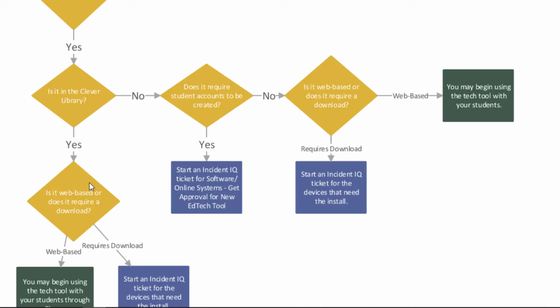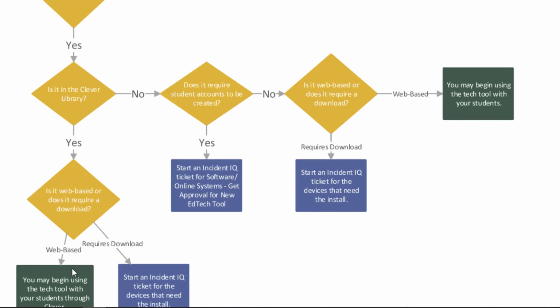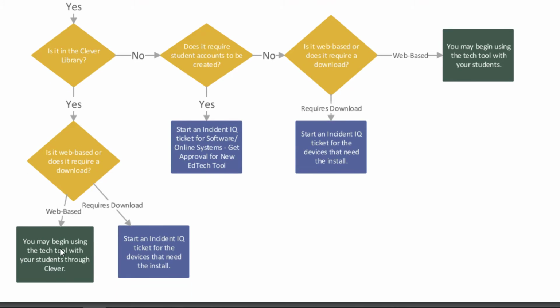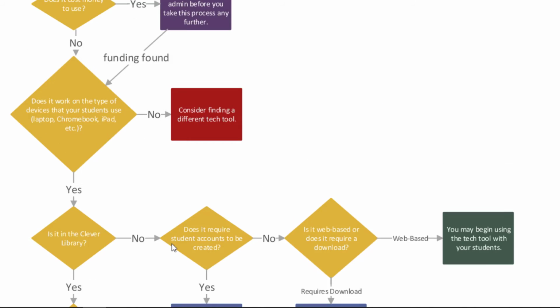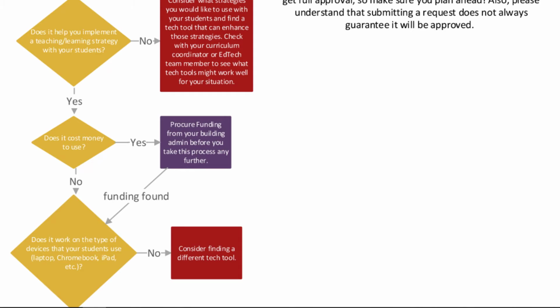And this flowchart will kind of walk you through those steps. By answering those questions yes or no, you can figure out whether it's okay for you to start using the tool right away, or if you need to submit an Incident IQ ticket for some specific reason, whether it's getting approval first because it uses student accounts, or if it's just simply putting in a request for the app or the extension to be downloaded to the devices. So please use this flowchart to help you decide whether or not it's okay for you to start using a tech tool.